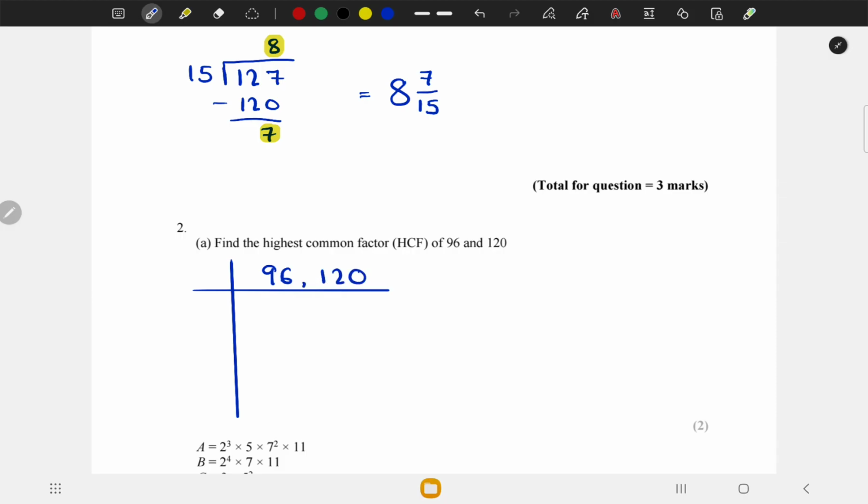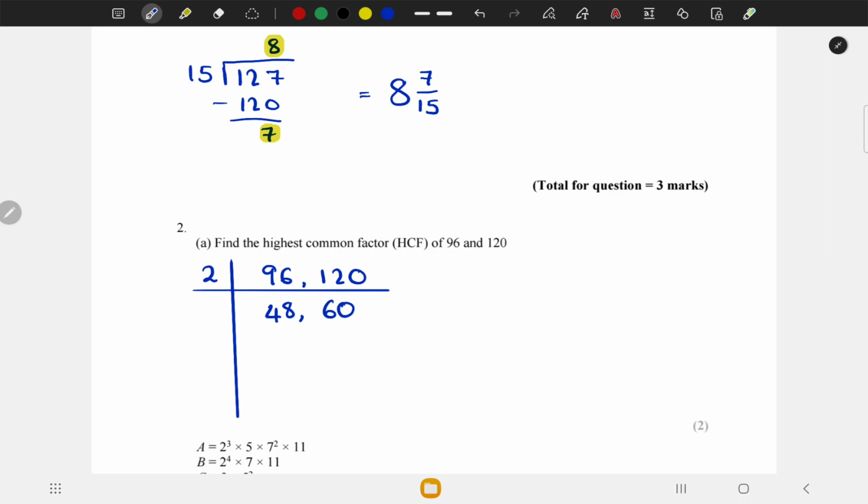Look for a common factor of these. What is a number that I can divide both of them by and not have a remainder? I know they're both divisible by 2. They look like they're even numbers, and so I'm going to divide them by 2. 96 divided by 2 gives me 48, and 120 divided by 2 gives me 60.